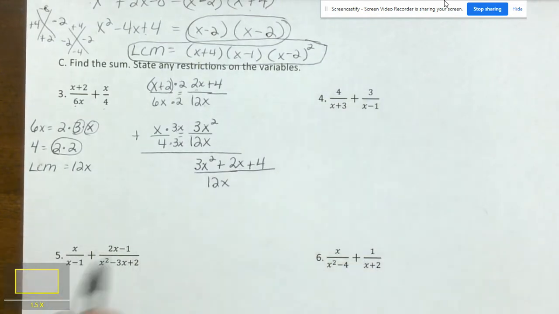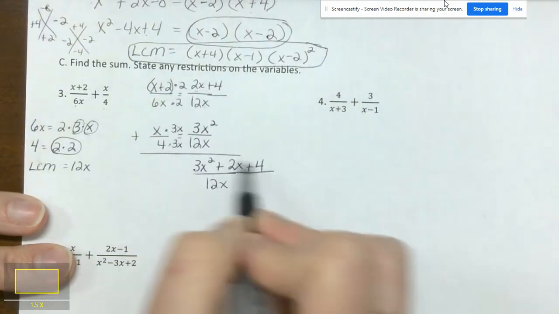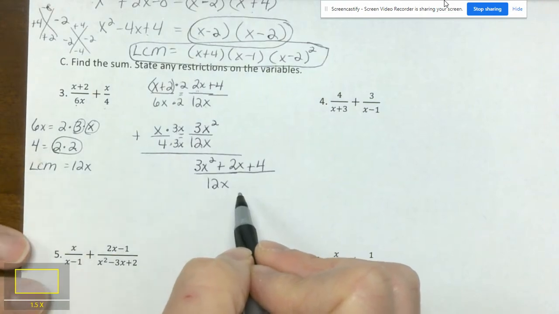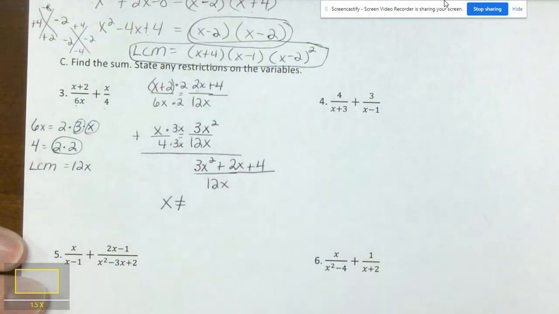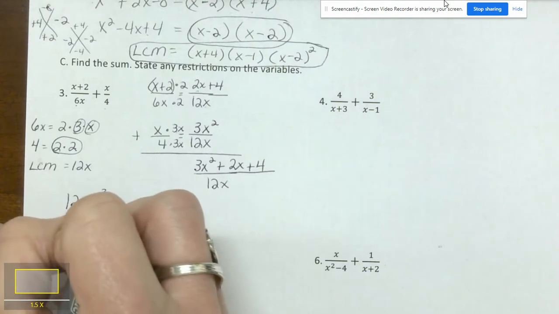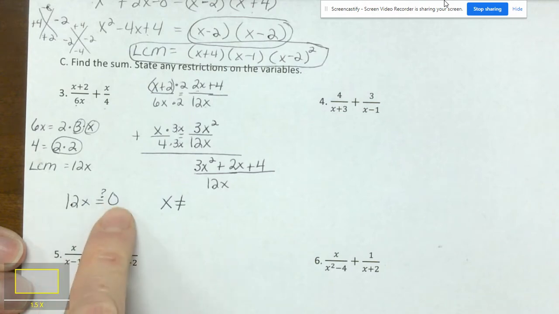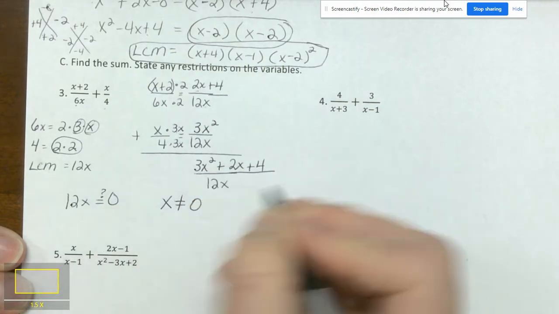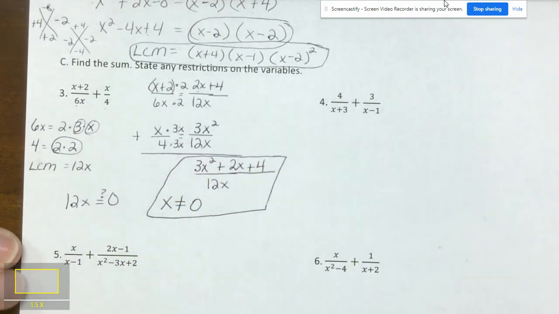Now, there's one more thing you need to do, and that's to state the restrictions. This is our answer to the problem when we added them together. But now we've got to state those restrictions. So x cannot be equal to, what would make 12x equal to 0? Well, that would be if I put a 0 in for x, because 12 times 0 equals 0. So my x cannot be equal to 0, and this here would be your final answer to that problem.